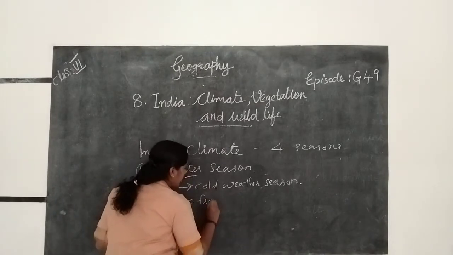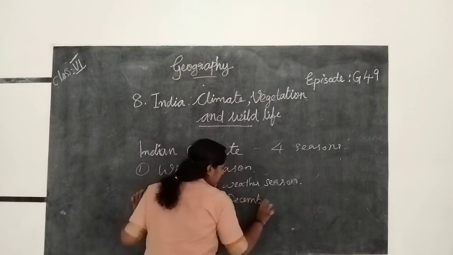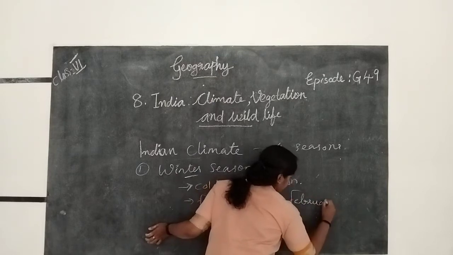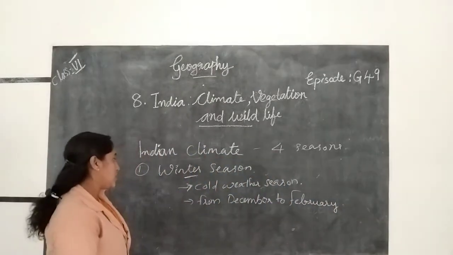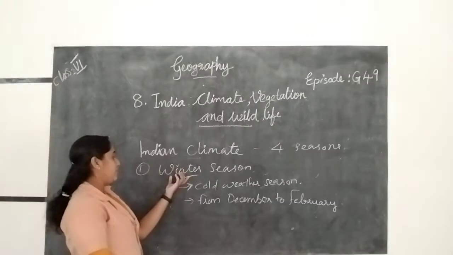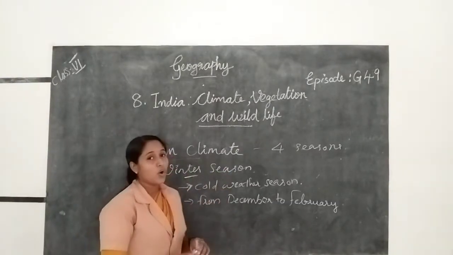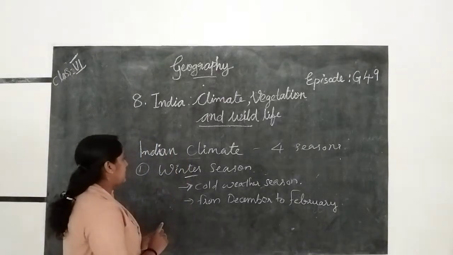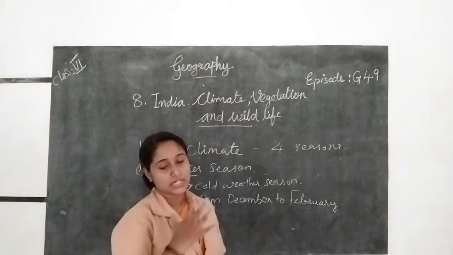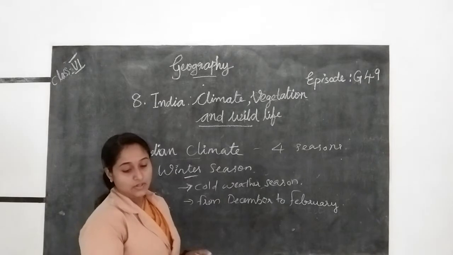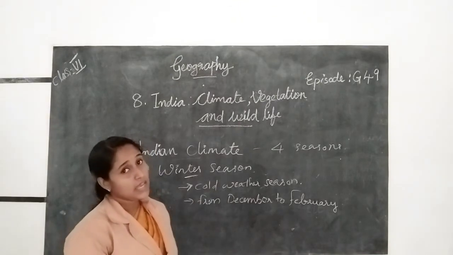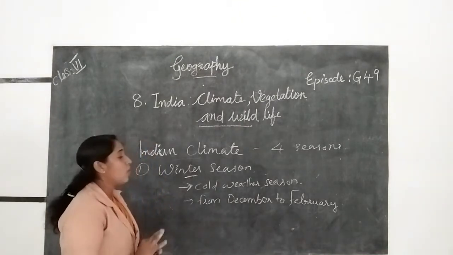It's from December to February. So in our country, December to February refers to the winter season, also known as the cold weather season. What is the speciality of the season? How does the climate show in the season? What is the atmosphere or temperature in the season? We know that in this season it's cold weather, so it is also known as the cold weather season.